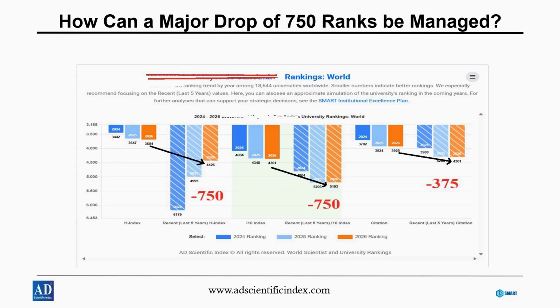The decline is driven by weakening recent H-index, I-10 index, and citation performance. And the trend continues year after year. Funding is increasing, meetings are held, support programs are launched, yet the numbers keep falling. At this point, the question becomes urgent. How do you manage a decline of this magnitude? This is exactly where the Smart Institutional Excellence System steps in.